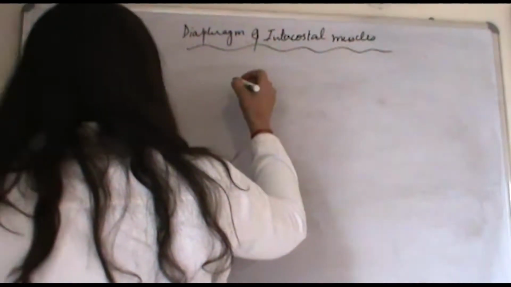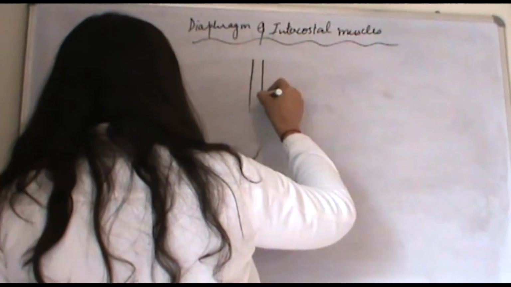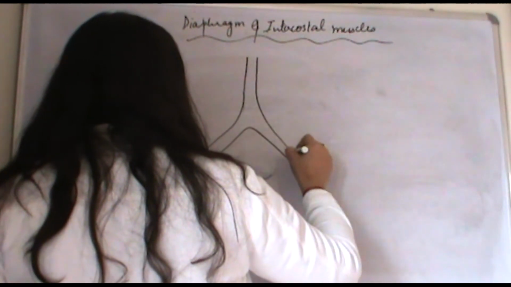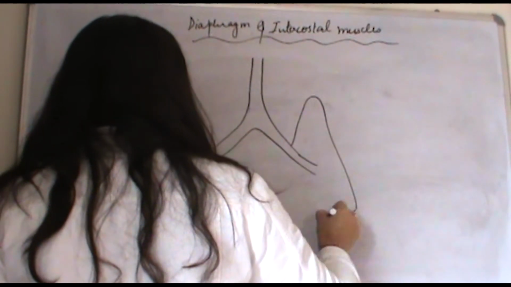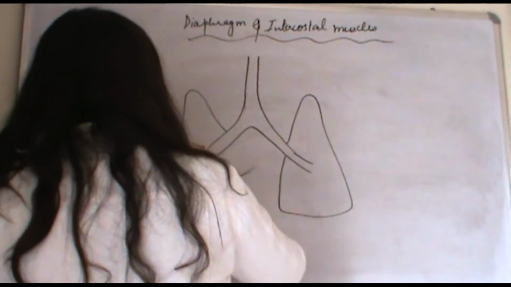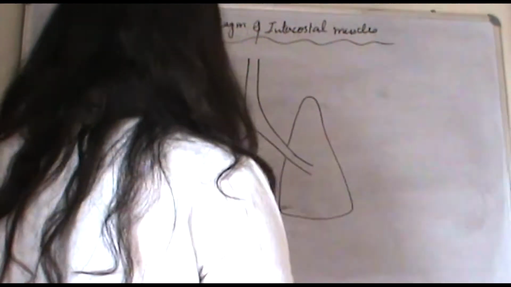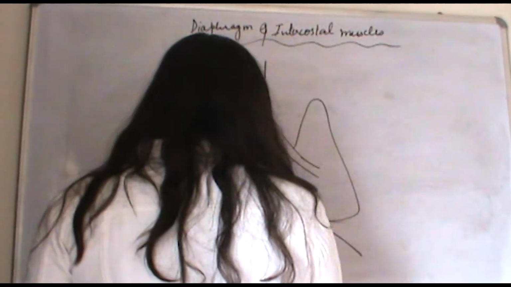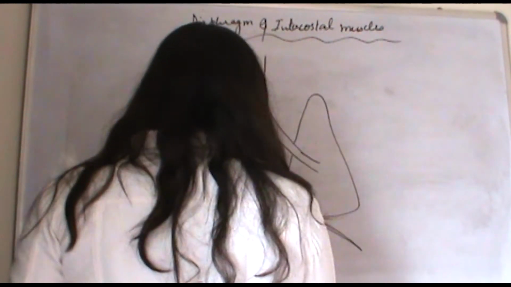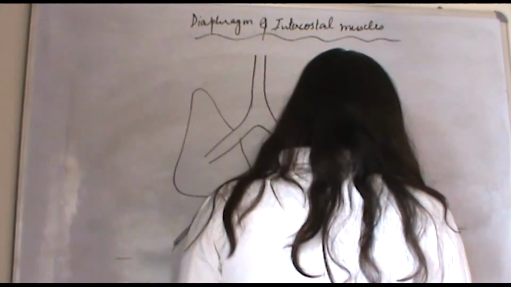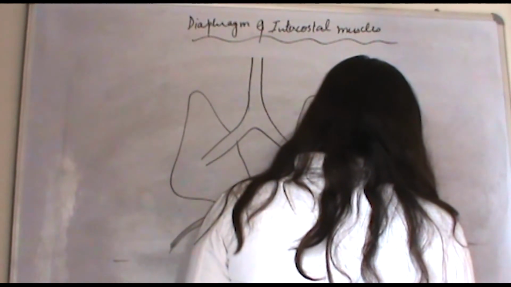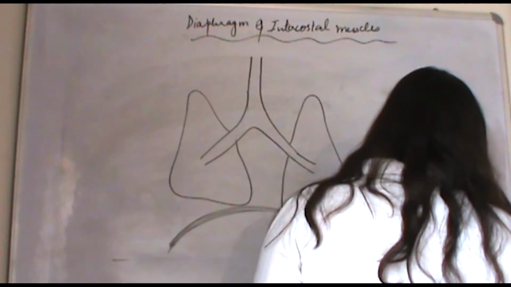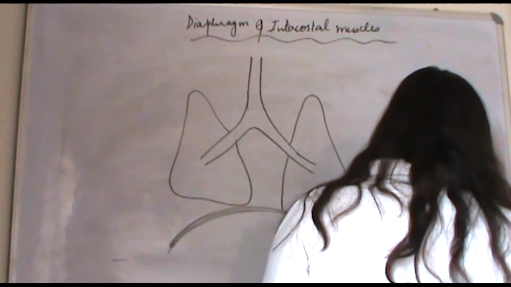What happens is inside your cavity, let me just draw the figure first. Right, so this is your lung. What is happening here? Below this is the structure called the diaphragm. This structure is called the diaphragm. Diaphragm is present below the lungs.